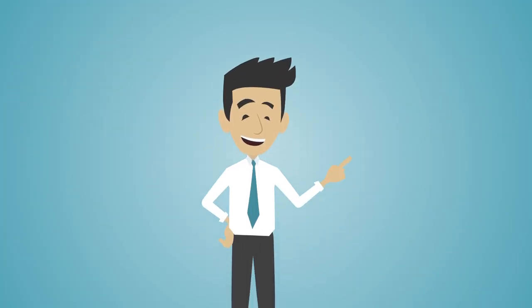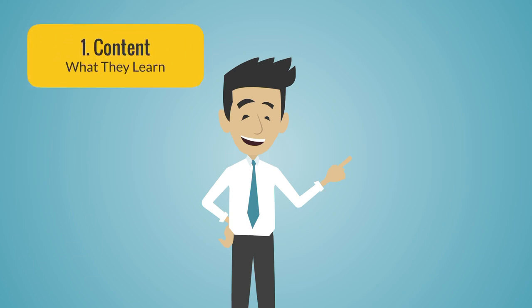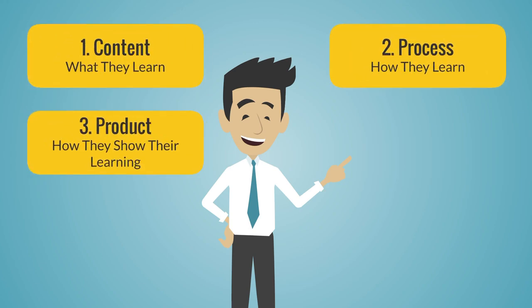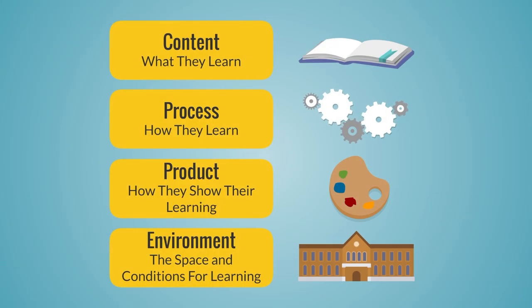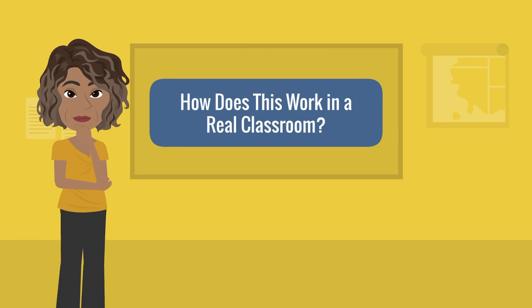There are 4 ways you can differentiate: content, what they learn; process, how they learn it; product, how they show their learning; and environment, the space and conditions for learning. You don't have to do all 4. Start with one. So how does this work in a real classroom?